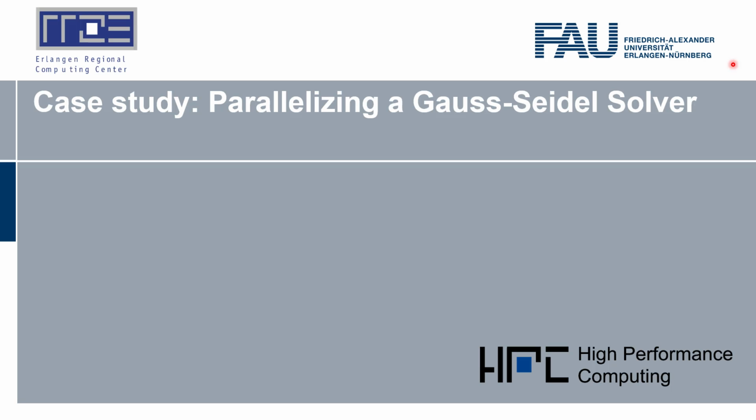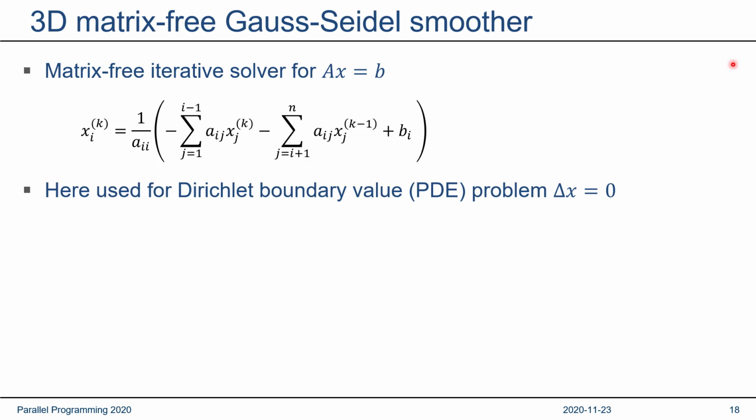In the second part of the lecture, I'd like to show you a little case study about the parallelization of a Gauss-Seidel solver. It's one of the examples where, looking at it, you think this can never be parallelized, but in fact it can. So what is it about?